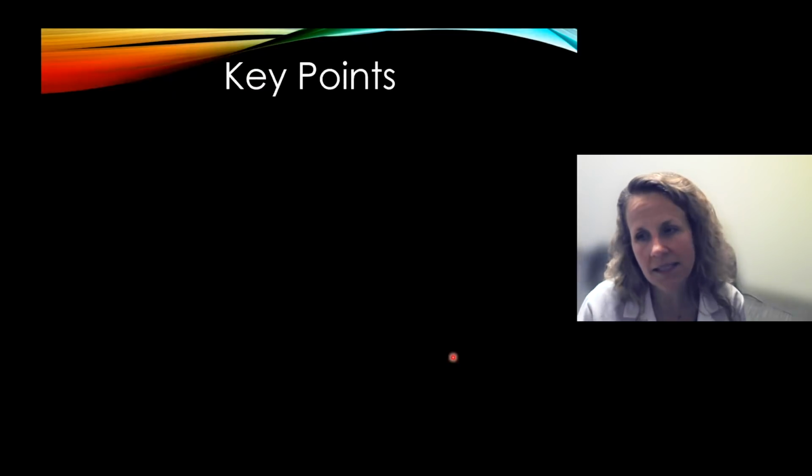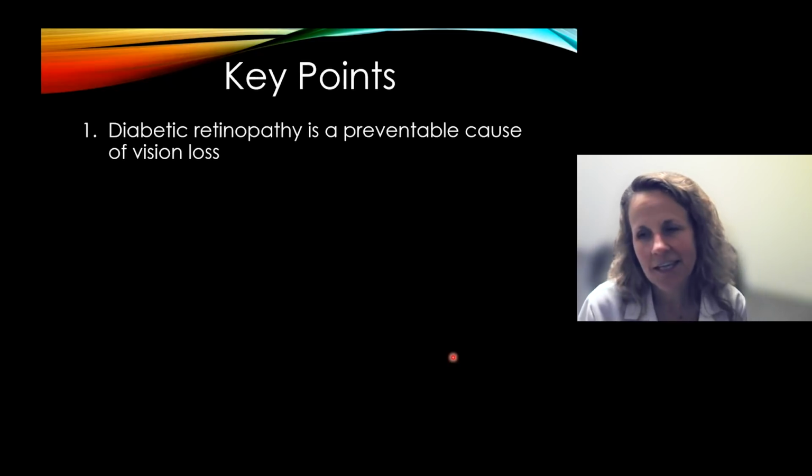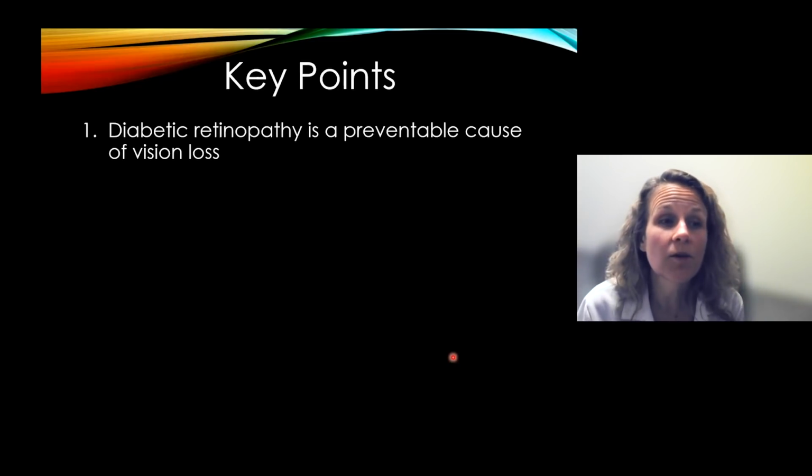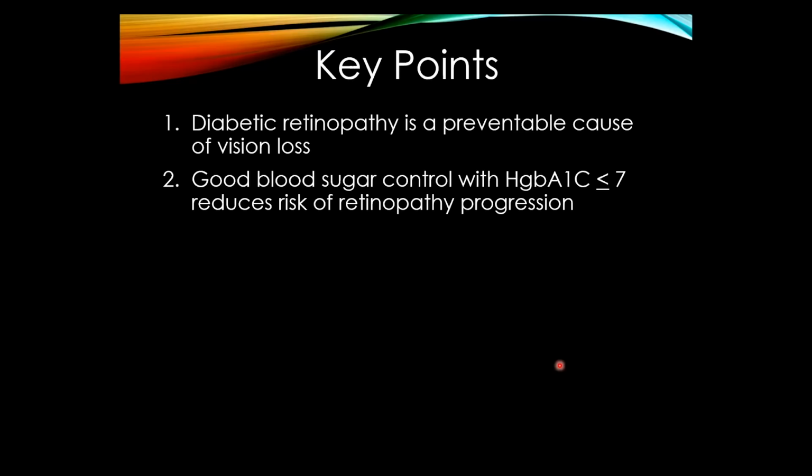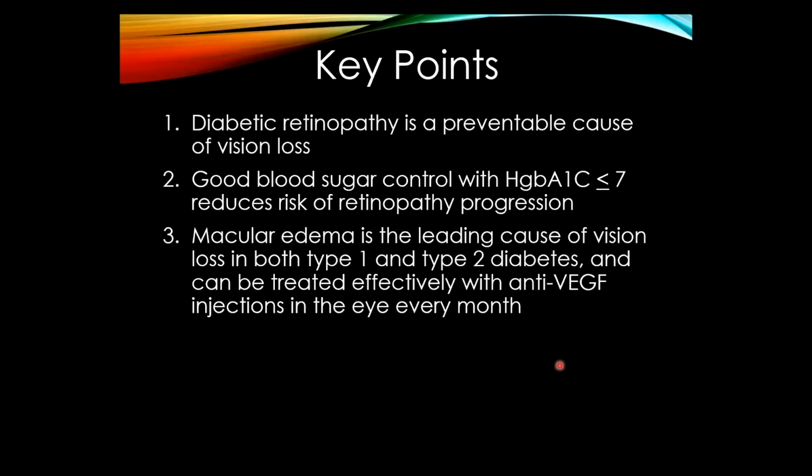So take-home message. First, diabetic retinopathy is a preventable cause of vision loss. Good blood sugar control, keeping the hemoglobin A1C level less than or equal to 7, has been shown to reduce the risk of progression and vision loss. Swelling or macular edema is the leading cause of vision loss, whether you have type 1 diabetes or type 2 diabetes. We can treat it effectively with injections into the eye of anti-VEGF antibodies every month initially, and then less frequently as time goes on.